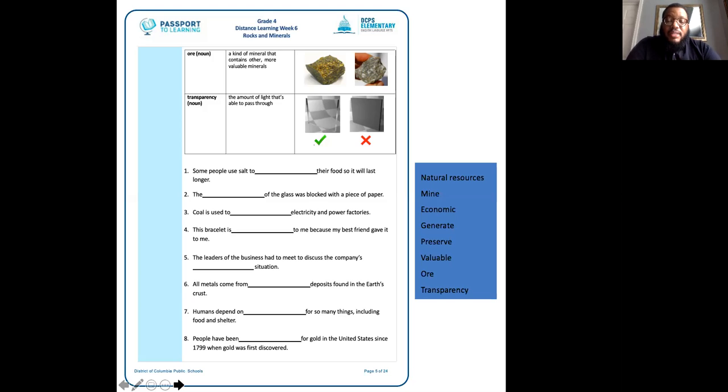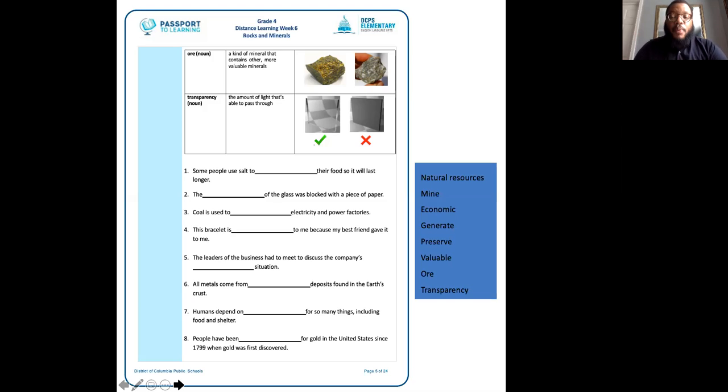So what I've done on the side, you guys don't have this, but you can add this to the side next to this activity in your packet. I've given you guys a word bank. So this lists all of the vocabulary words that we just went over. This is going to help us to keep in mind which vocabulary words there are, and this is also going to be a good way for us to track which ones we've already used.